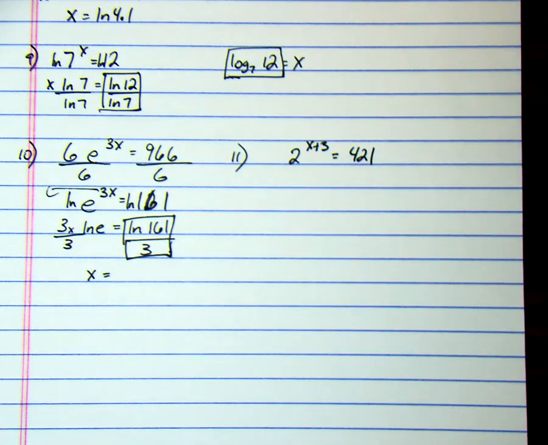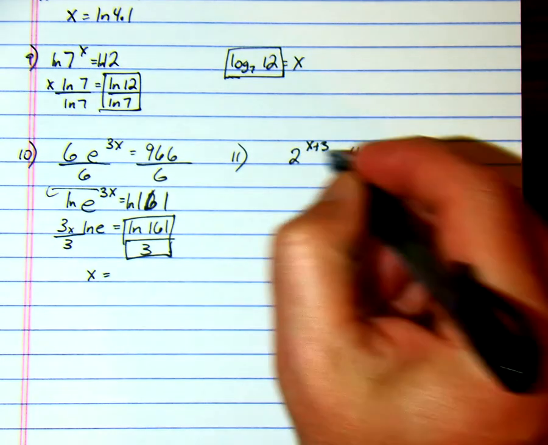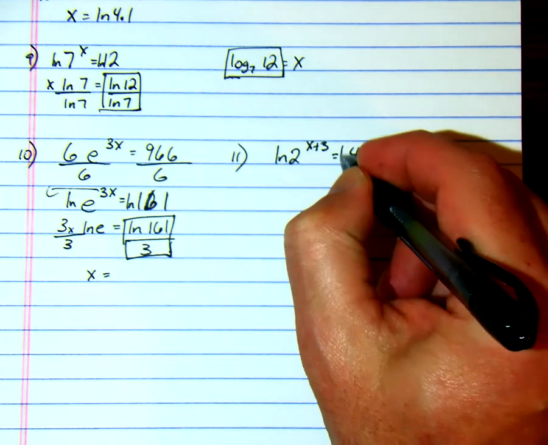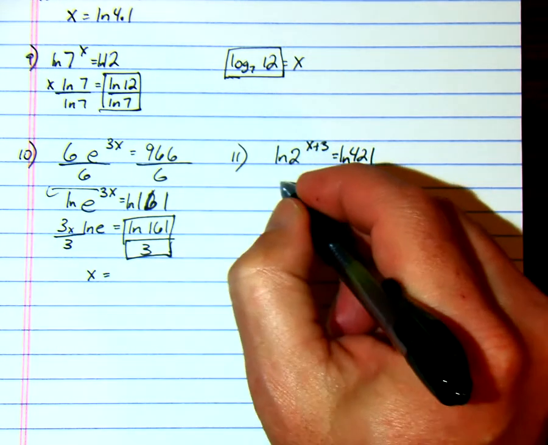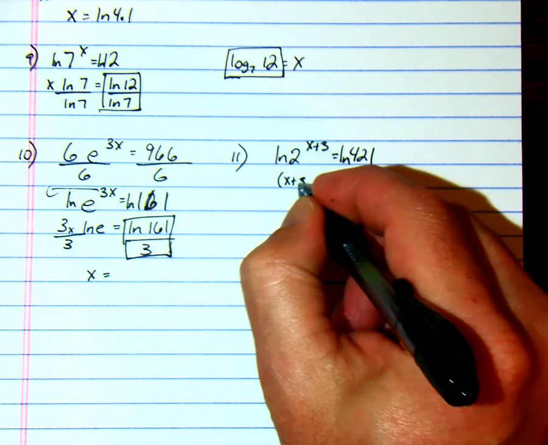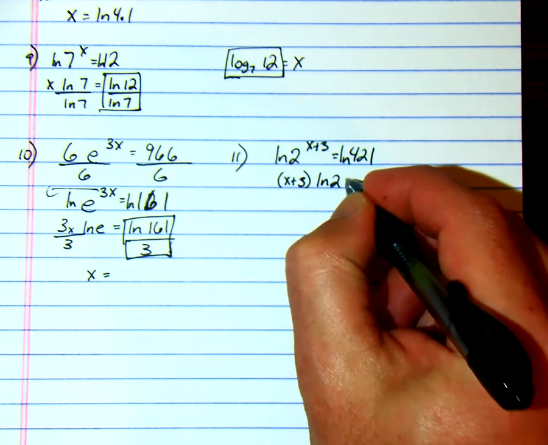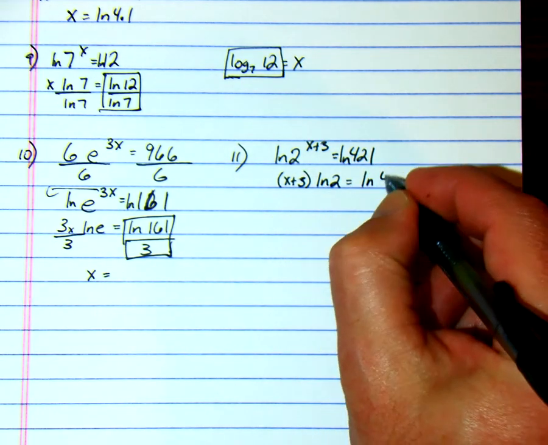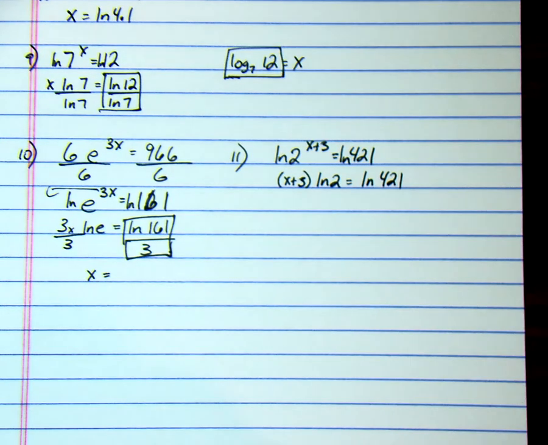Okay, 11. Here is where, if we were doing this with regular logs, it would go much faster if all we did was convert form. But we're not converting form. We're learning how to work with an exponential equation. So again, we're going to take the natural log of both sides. So we're going to go with x plus 3 times the natural log of 2. That'll be the natural log of 421.